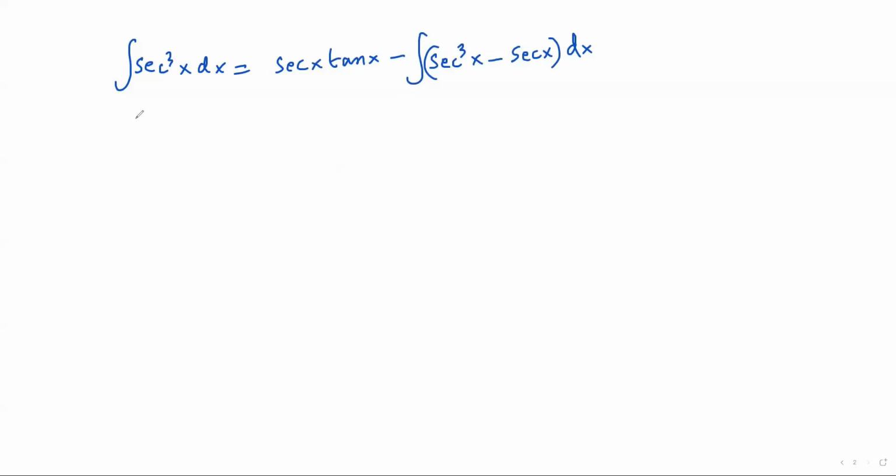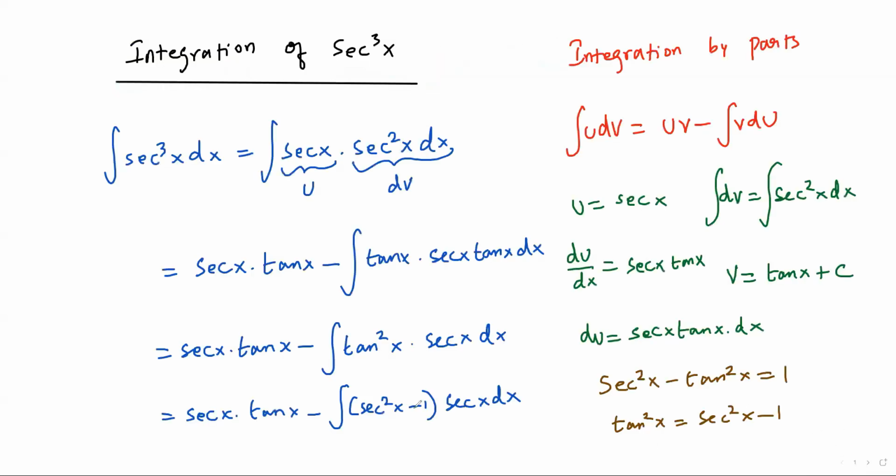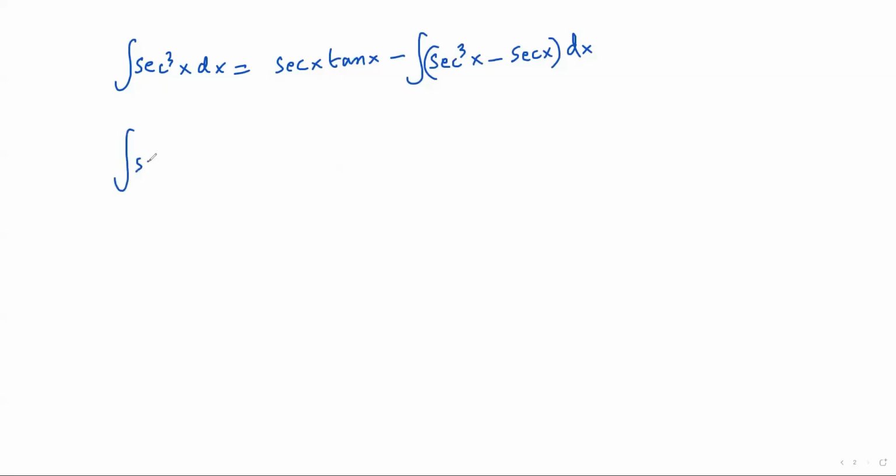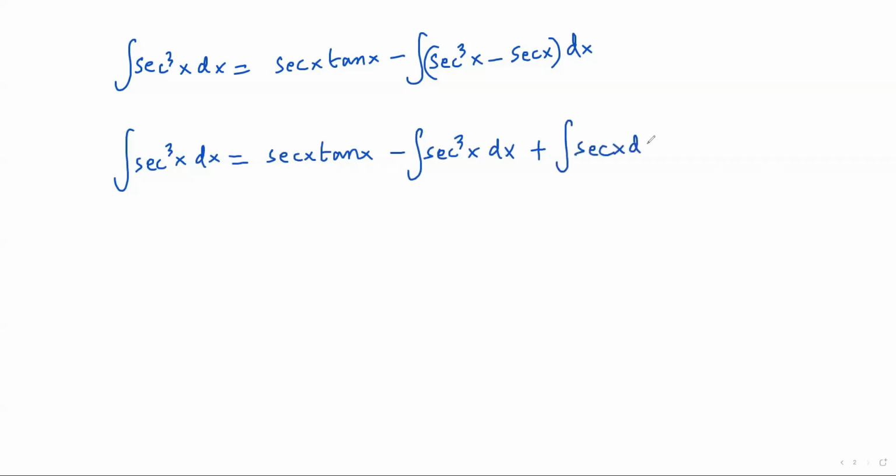So here we have secant cube x dx is equal to secant x tan x minus secant cube x negative secant x. Here I just distributed this secant x to this one and this one. When I distribute the secant x to this one, it will be secant cube x. When I distribute the secant x to this negative one, it will be negative secant x. Okay, here integral secant cube x dx is equal to secant x times tan x. Here the integration can be distributed to this one and this one. When I do it, I'll be getting negative secant cube x dx. Negative times negative become positive integral secant x dx.